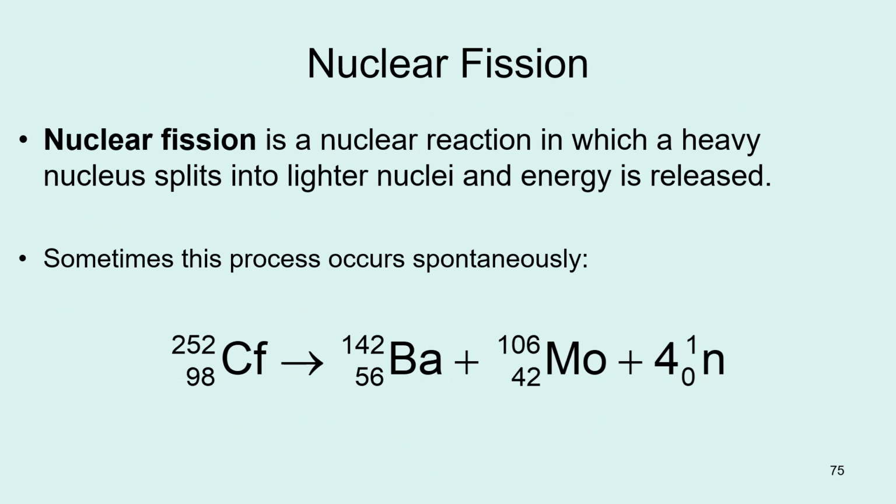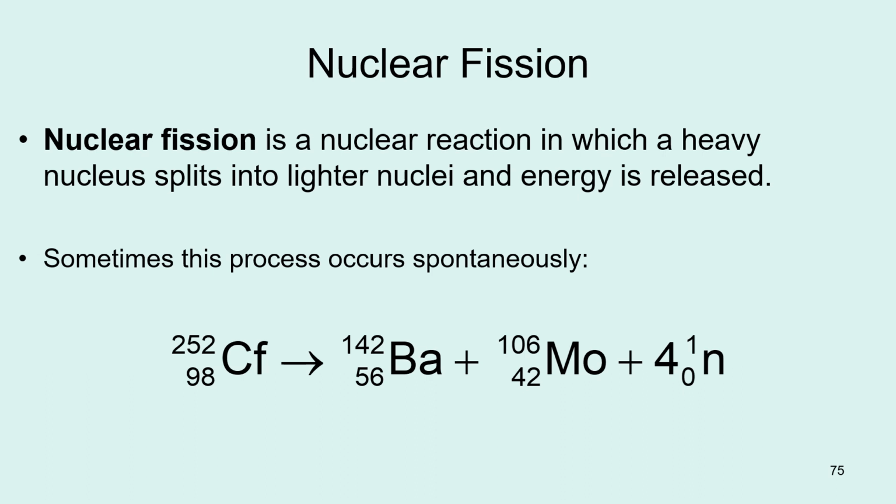Okay, so one of the processes is nuclear fission. Nuclear fission is a nuclear reaction in which a heavy nucleus splits into lighter nuclei. And when that happens, energy is released, and usually small particles are also released. Oftentimes this process just occurs spontaneously.